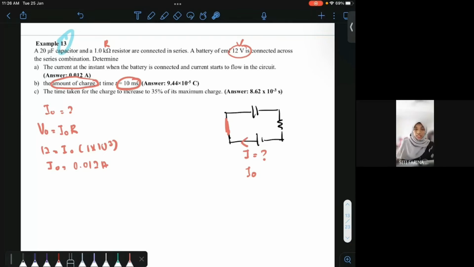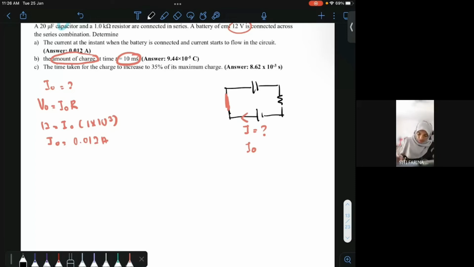The main reason adalah dia tak mention pun pasal perkataan discharging ataupun dia tak mention pun kata tak ada battery. It is mentioned in the question that you have connected it across 12 volt battery. So ini adalah charging, masih charging. Okay, so untuk charging, equation Q dia adalah Q is equals to Q0 1 minus exponent negative T over tau.